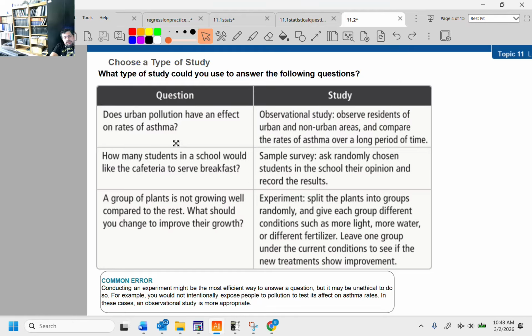So you split the plants into groups randomly, give each group different conditions such as more light, more water, different fertilizer, and you leave a control group, a group where nothing has changed.